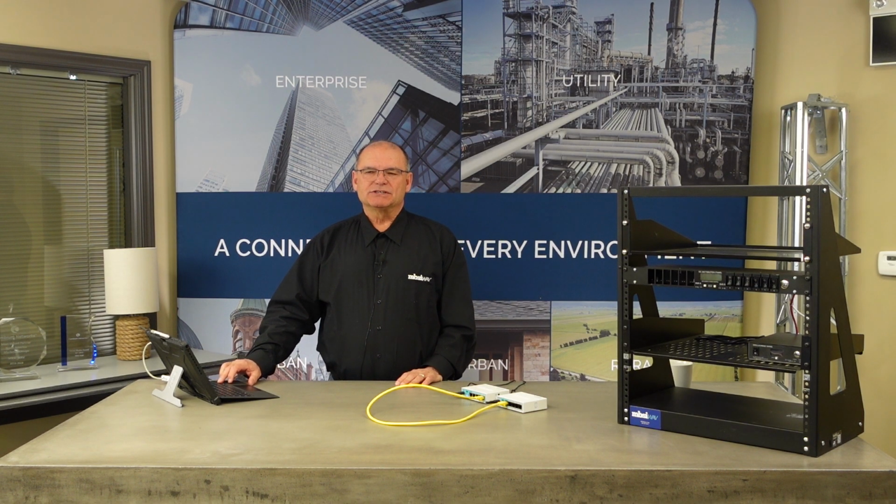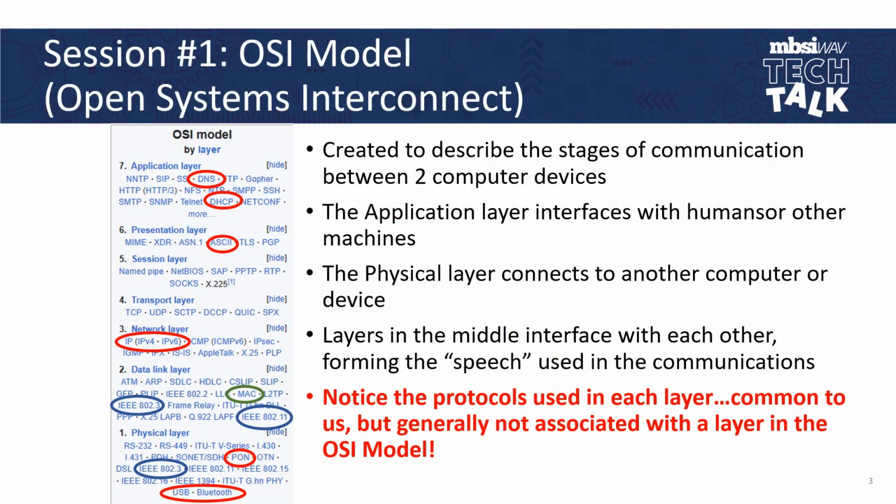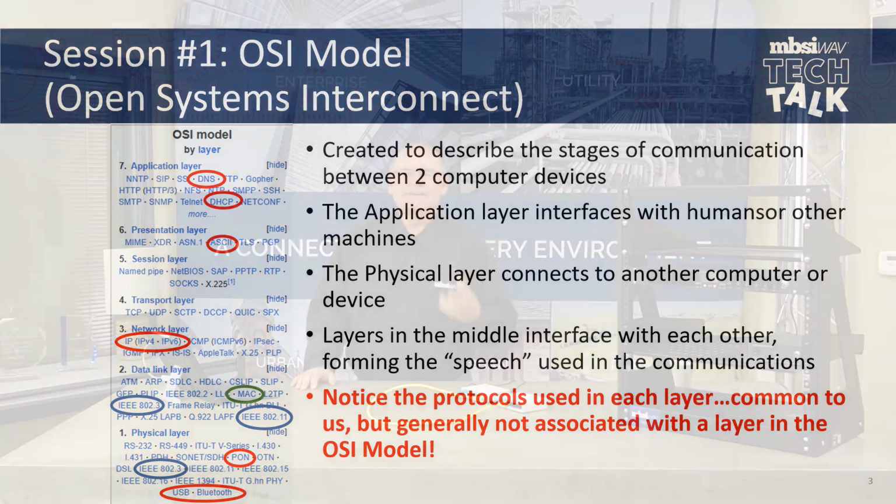The protocols used in each layer, common to us, may not be a layer of the OSI model itself, like some people believe that it is. For example, I've outlined on this particular slide some protocols in blue, some in green, and a number in red. The red tells us functions that we would associate with a lower level of the OSI model that really aren't. For example, DNS and DHCP are actually application layer processes. They're the end of the communication.